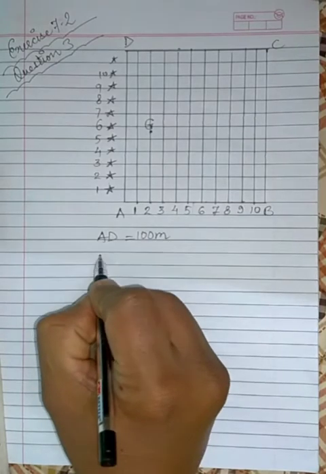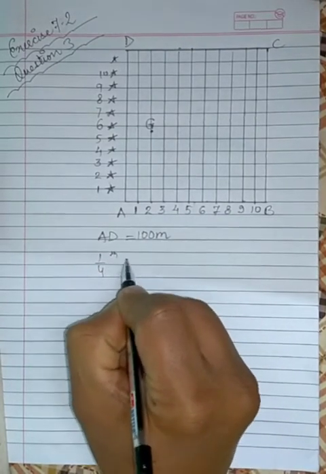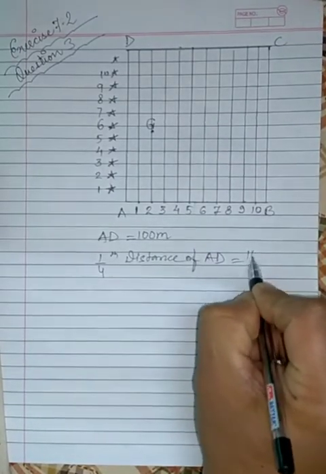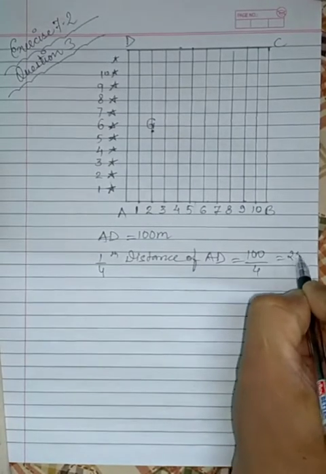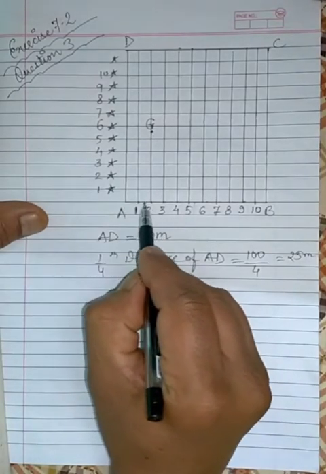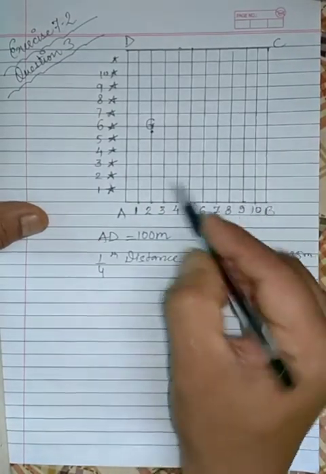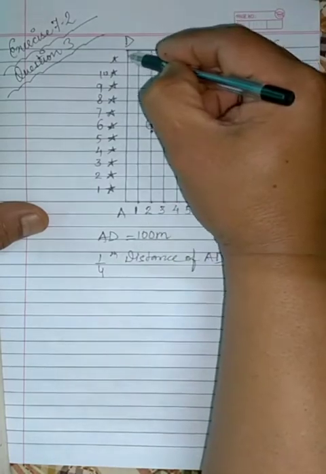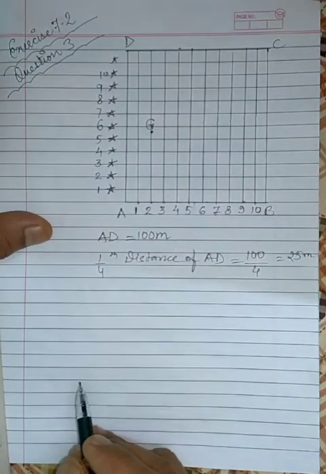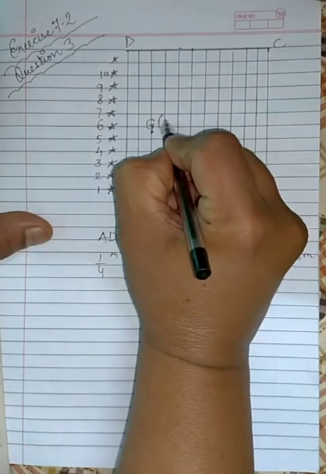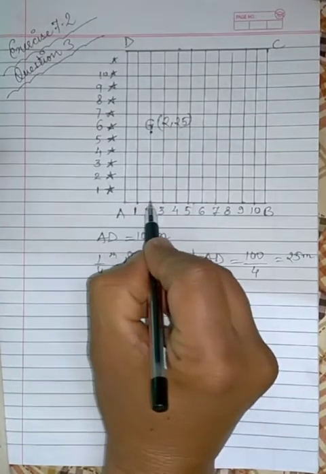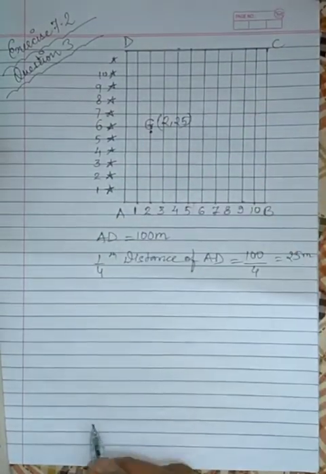So 1/4 distance of AD will be equal to 100 by 4, that is 25 meter. So if Niharika is running in the second lane along the x-axis, covering a distance 1/4 of AD along the y-axis, the coordinates of Niharika for her green flag will be 2, 25. Second lane on x and 25 meter is the distance on y.